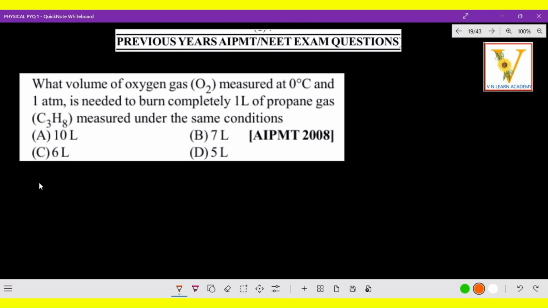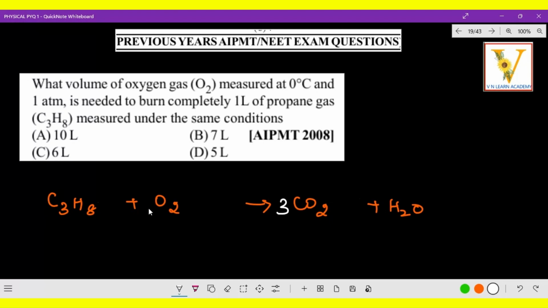Come on, let us write that combustion equation of propane combined with oxygen. Propane C3H8 combined with oxygen gives carbon dioxide and water, that is mandatory. Hydrocarbon combined with oxygen gives carbon dioxide and water. Now balancing the equation: 3 carbons are there, so 3 carbon dioxide; 8 hydrogens are there.